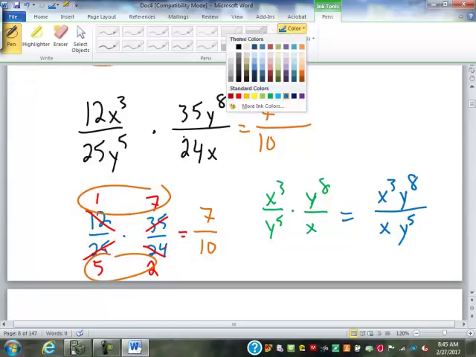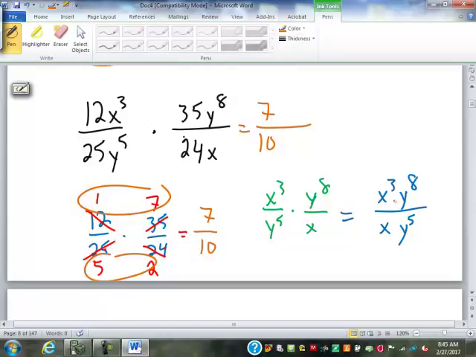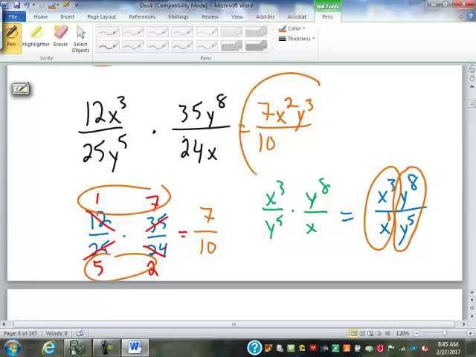So now for my answer, all I'm doing is reducing the fraction for the variables. Where's x going to end up, top or bottom? Top, with a power of 2. Good. The larger power is the 3, so it's on top. Just think of that as a 1. 3 minus 1 is 2. Is the y going to end up on top or bottom? Top, because the 8 is the bigger power. And it's going to end up with a power of 3, because 8 minus 5 is 3. So there we go: 7x squared y to the 3rd over 10.